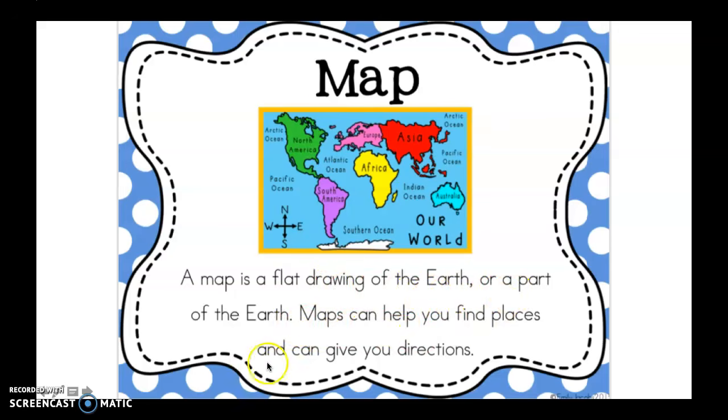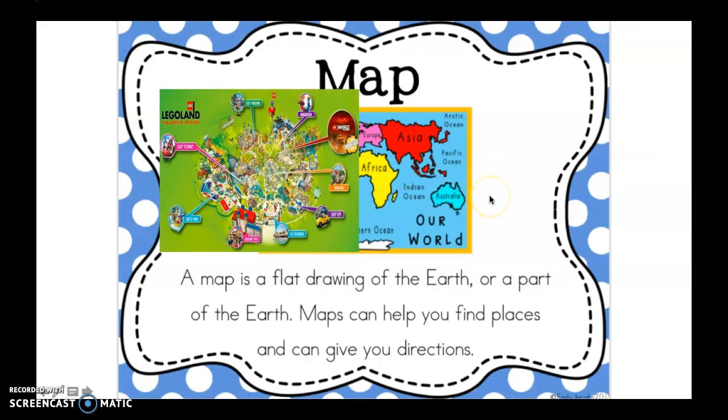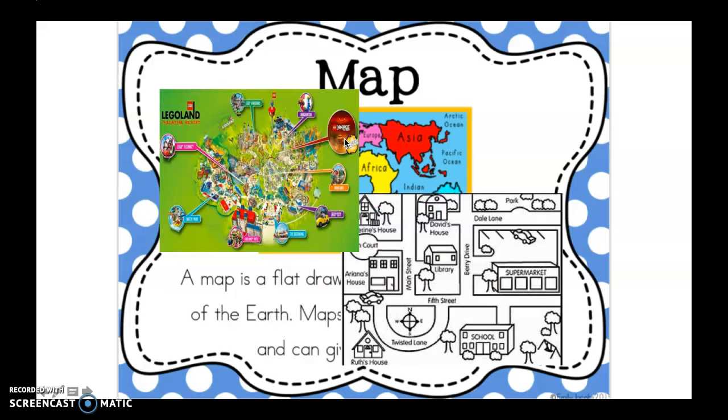Maps can help you find places and give you directions. So here's a flat drawing of our whole earth. But maps could also be theme parks. You know when you go to a theme park and you have to go to the bathroom right away, you might check the map for the nearest restroom. You'd find that little symbol. Or you might look for the symbol for your favorite ride. So theme parks give you maps.